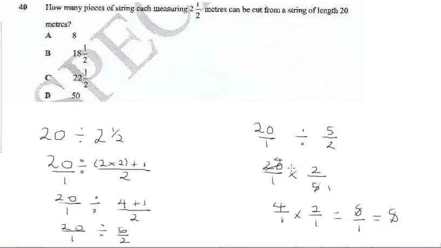So therefore, the answer for this question is 8, which is A. So the answer is A, which is 8. This question might have looked complicated, but all you are asked to do is simply divide the 20 by 2 1/2. Okay, we can move on to the next question.